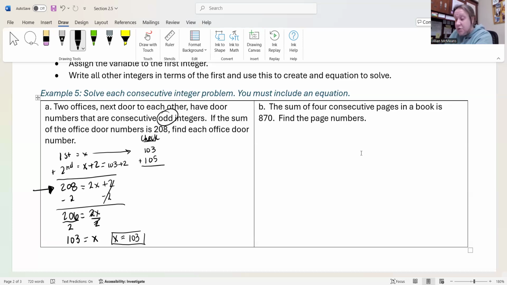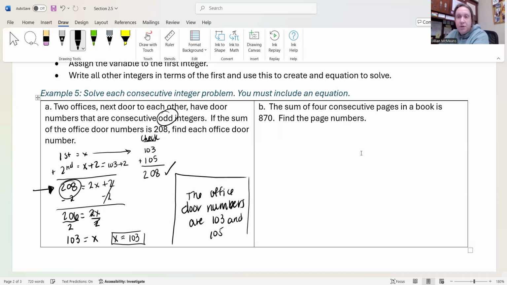If we add these two door numbers, remember, they have to add up to 208. So 3 plus 5 is 8. 0 plus 0 is 0. 1 plus 1 is 2. Bam, there we have it. The sum of these two office door numbers really truly is 208. We want to describe our answer and just say something simple like the office door numbers are 103 and 105.